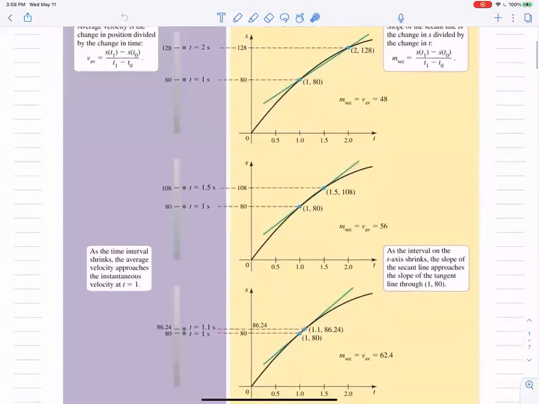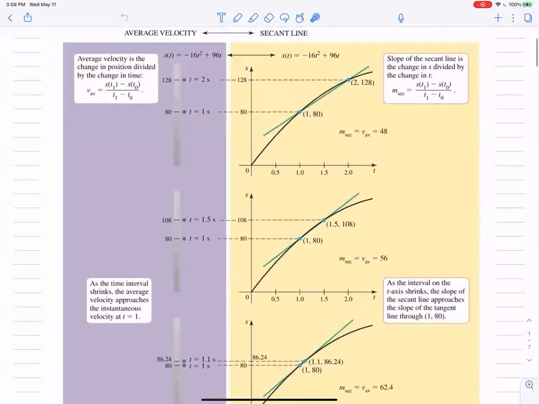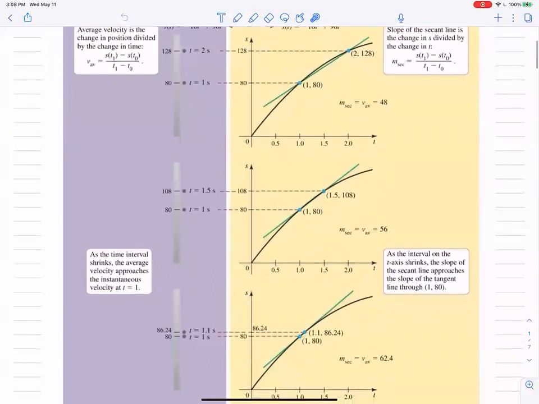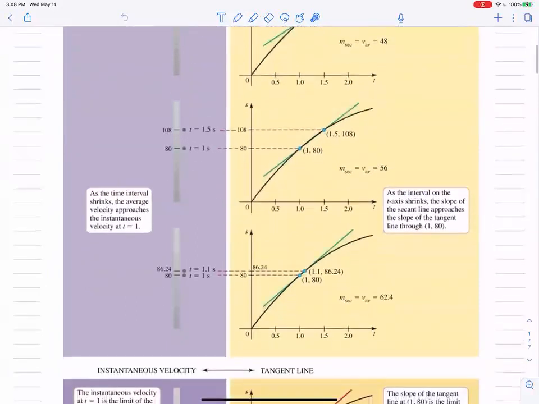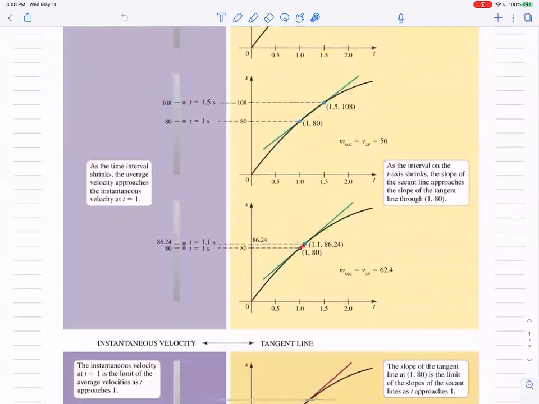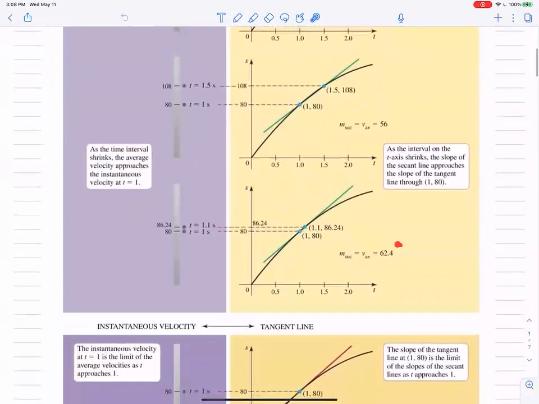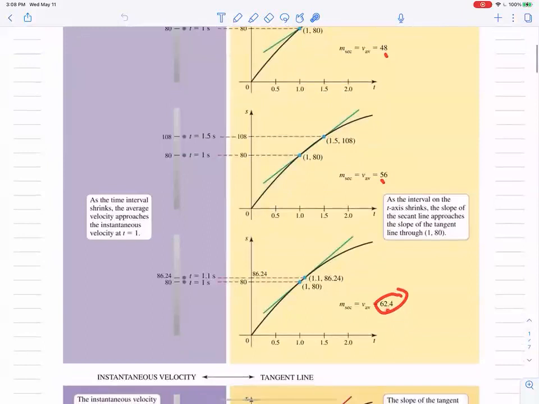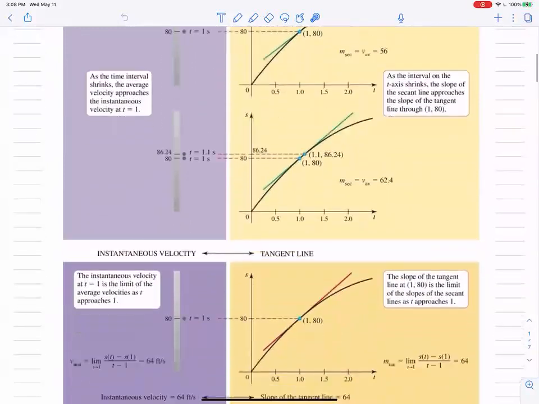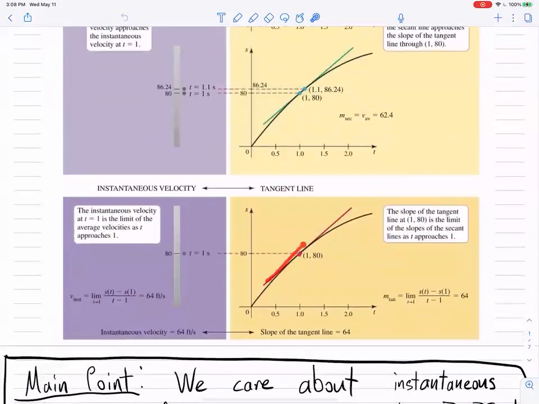And then as that second point, if we do it where there's a 1 second gap, the average velocity is 48. If you bring that point a little bit closer, at 1.5, the average velocity and slope of the secant line becomes 56. And you notice that as we get it closer and closer, this secant line more and more closely approaches a tangent line. And so right here it's 62.4. Like I said before, there's this limiting process that's happening. And so once you reach the end, you get to the tangent line.